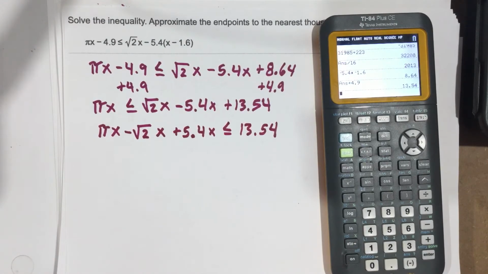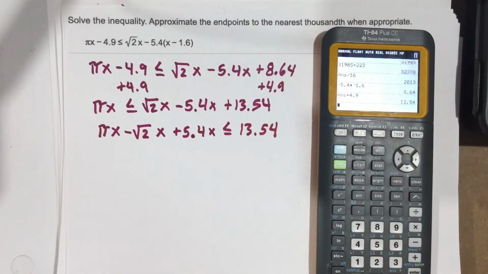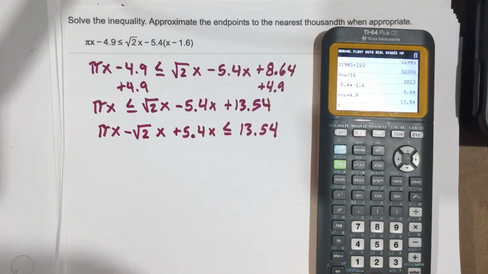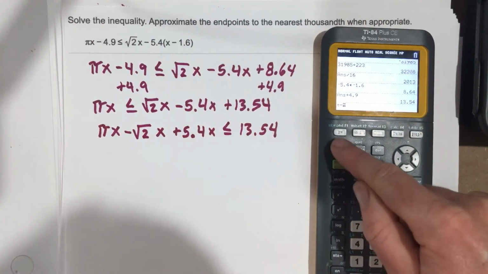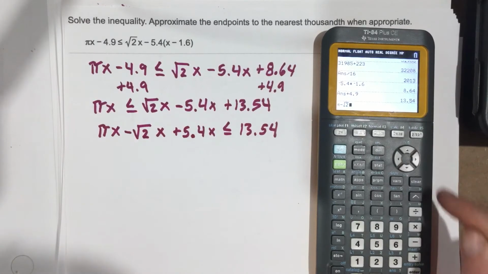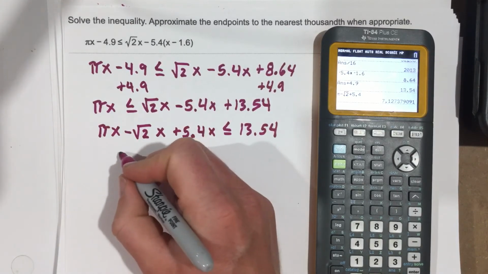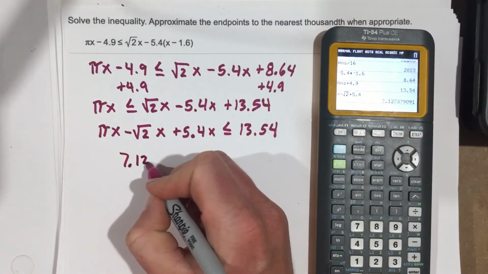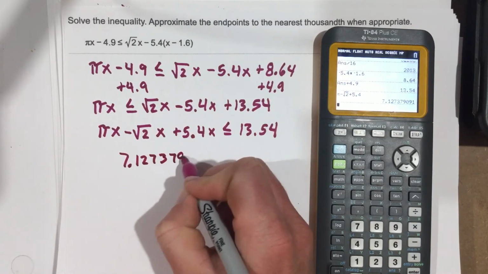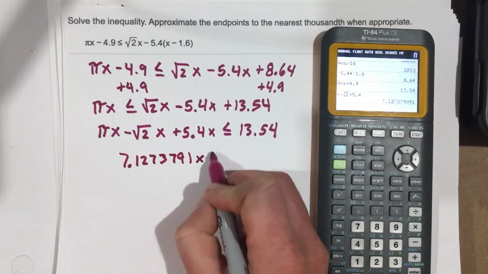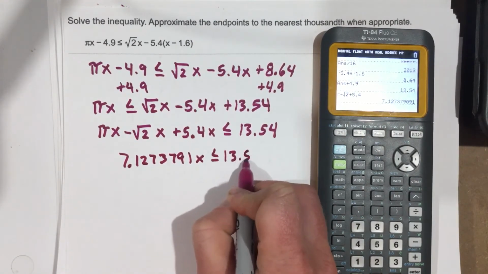Okay. Now, I'm going to actually go through and use my calculator to do the subtraction, and I'm going to use quite a few decimal places here. So I'm going to say pi, find my pi button, minus root 2, and then plus 5.4. That's we're going to write this as 7.1273791 x is less than or equal to 13.54.